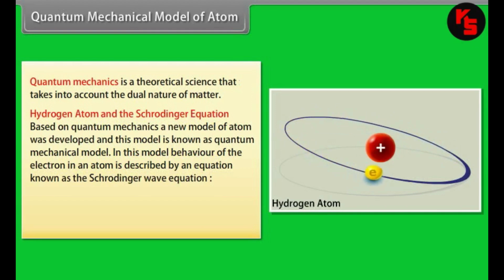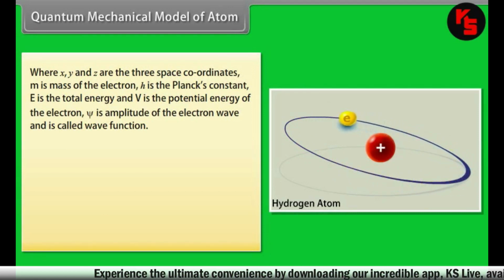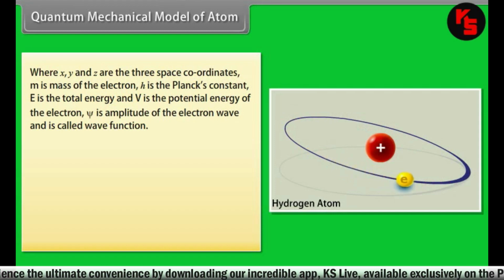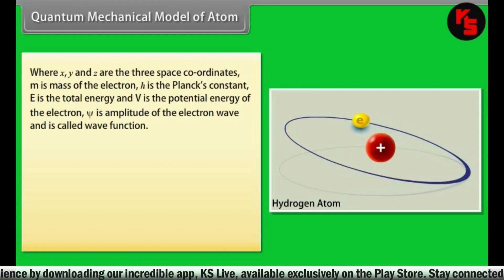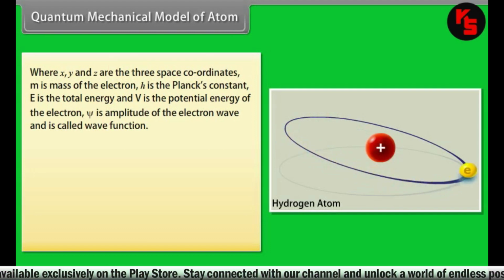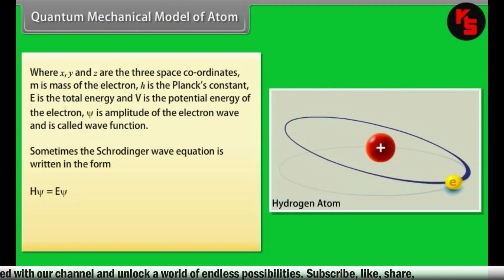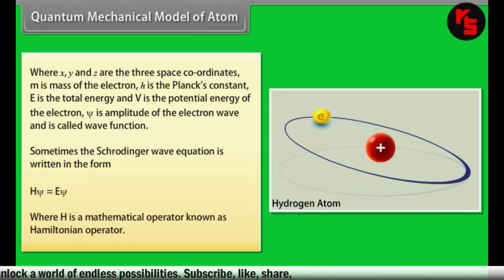In this model, the behavior of the electron in an atom is described by an equation known as the Schrödinger wave equation, where x, y, and z are the three space coordinates, m is the mass of the electron, h is Planck's constant, E is the total energy, and V is the potential energy of the electron. Psi is the amplitude of the electron wave and is called the wave function. Sometimes the Schrödinger wave equation is written in the form Hψ = Eψ, where H is a mathematical operator known as the Hamiltonian operator.